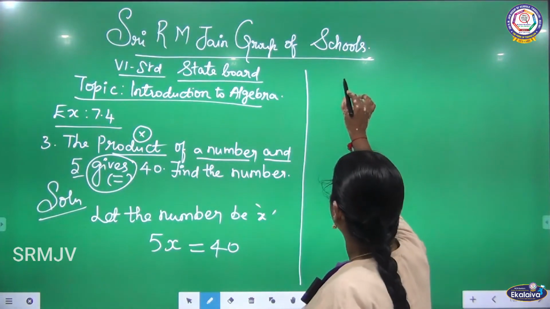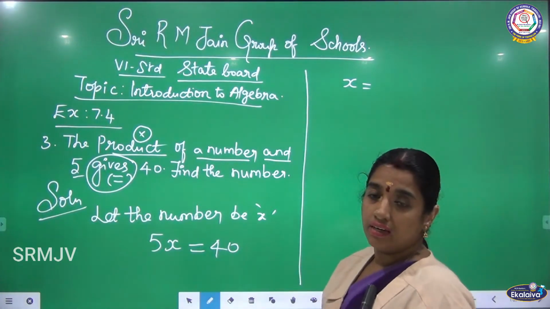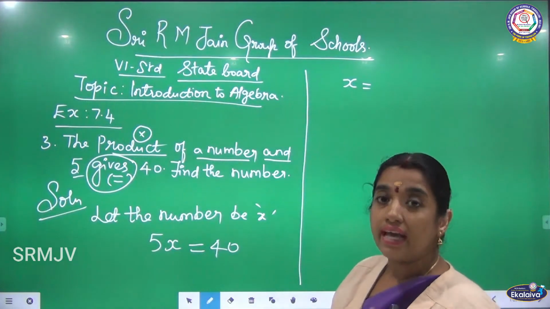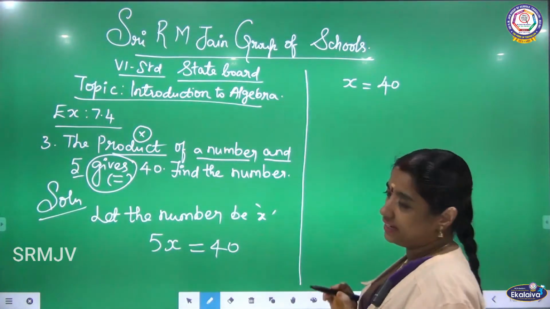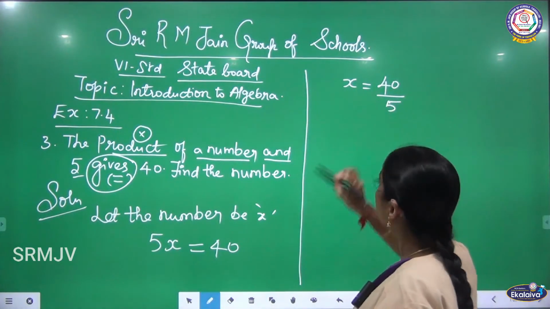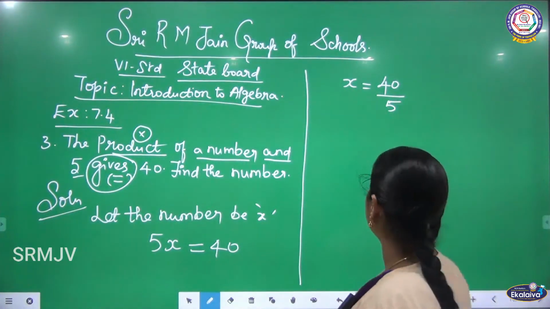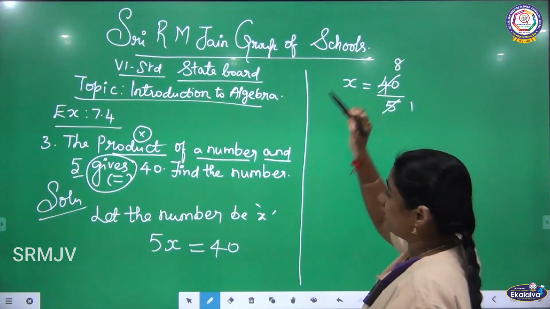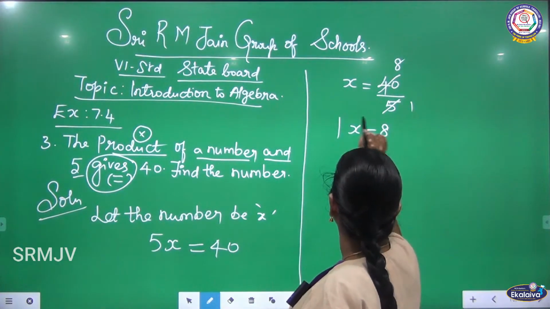Okay. Now listen. x is equal to, see here, 5 is in the multiple. When I am moving to this side, from left to right, what does it become? Inverse operation, which is what? Division. So x is equal to 40 divided by 5. Is it clear? Divided by 5. Now by the factor I can cancel this. Listen. 5 ones are 5, 5 eights are 40. Is it clear? Factor. Okay. Now x is equal to 8.